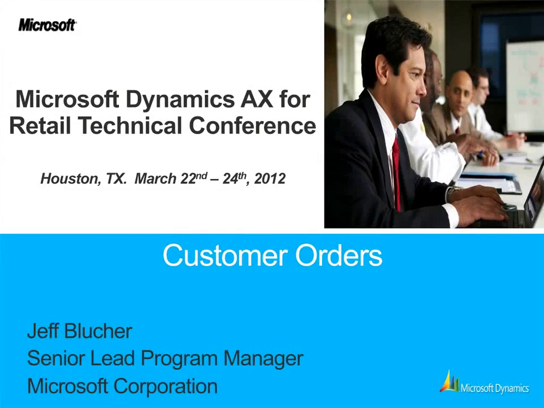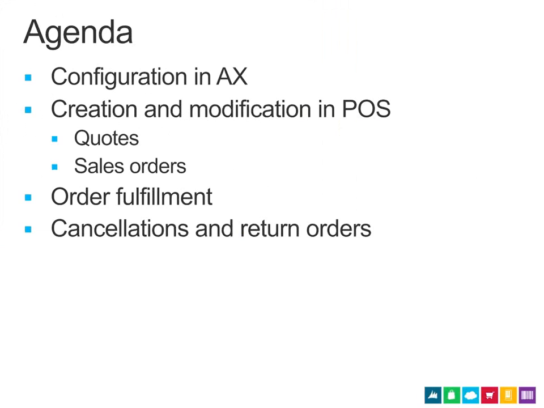So for customer orders, what we'll do is we'll go through a bit of the configuration for the customer orders within AX. We'll talk about creating them and modifying them from within the point of sale client. And then there's two different types. You can create quotes and you can create sales orders. We'll talk about the various methods of order fulfillment and then the ability to do cancellations and return orders.